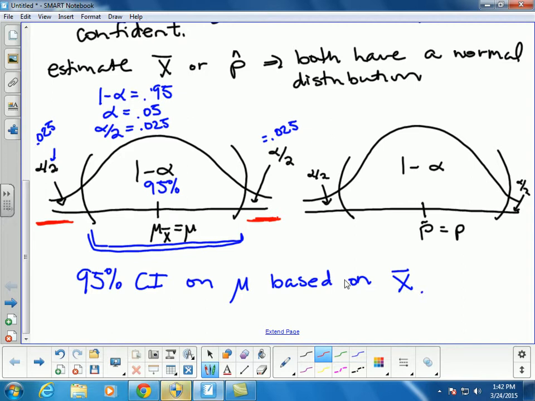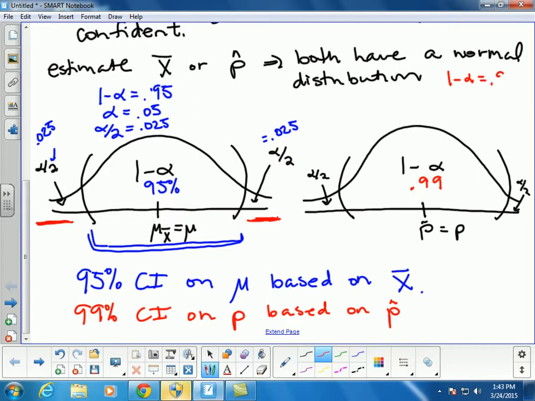Though 80% is not very sure enough. We need to be a little more sure than 80%. If we do in red here, this 99% confidence interval, let's say on P, and it's going to be based on P hat, well, then in here we have the 0.99. Therefore, if 1 minus alpha is 0.99, which 99% confidence is pretty good confidence, then alpha equals 0.01, and therefore this equals 0.005, and this is 0.005.